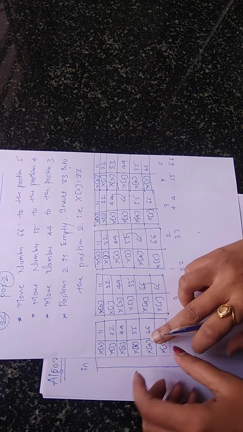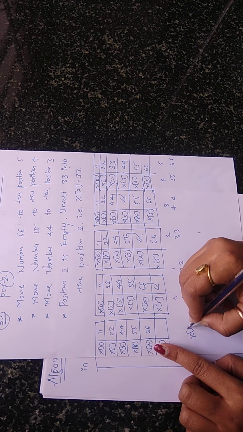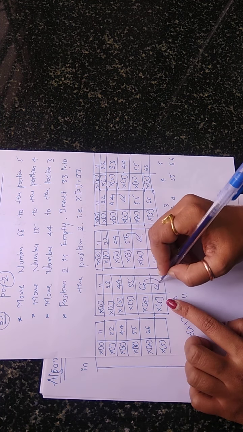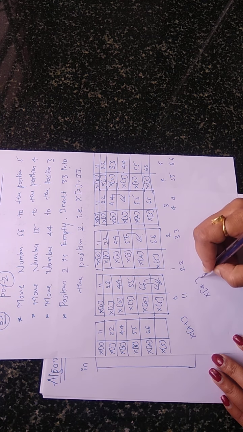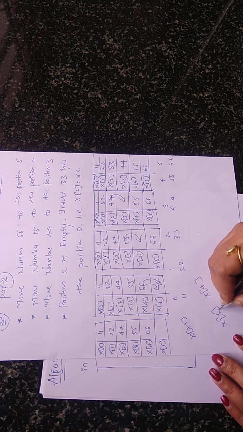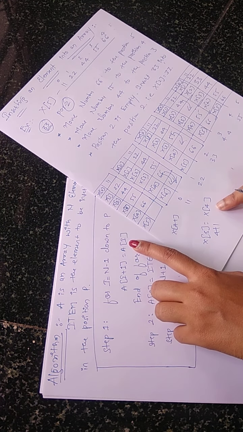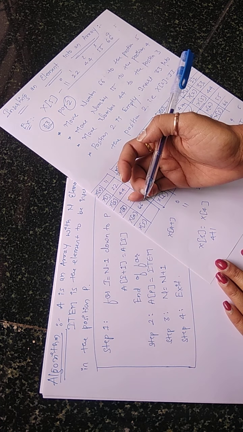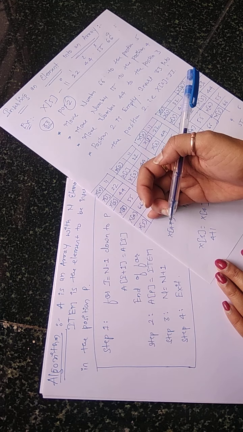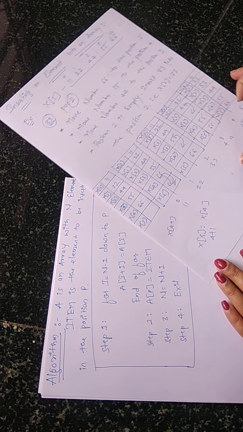So in A of I, in x of 4, 66 was there. So from x of 4 to x of 4 plus 1, the 5th position, you have to bring it here. What is in your x of 4, we bring into x of I plus 1, that is 4 plus 1. I is here 4 and 5 means I plus 1. So what value is in the fourth position, we put into the fifth position. Next from third to fourth, from second to third, like this we are shifting.